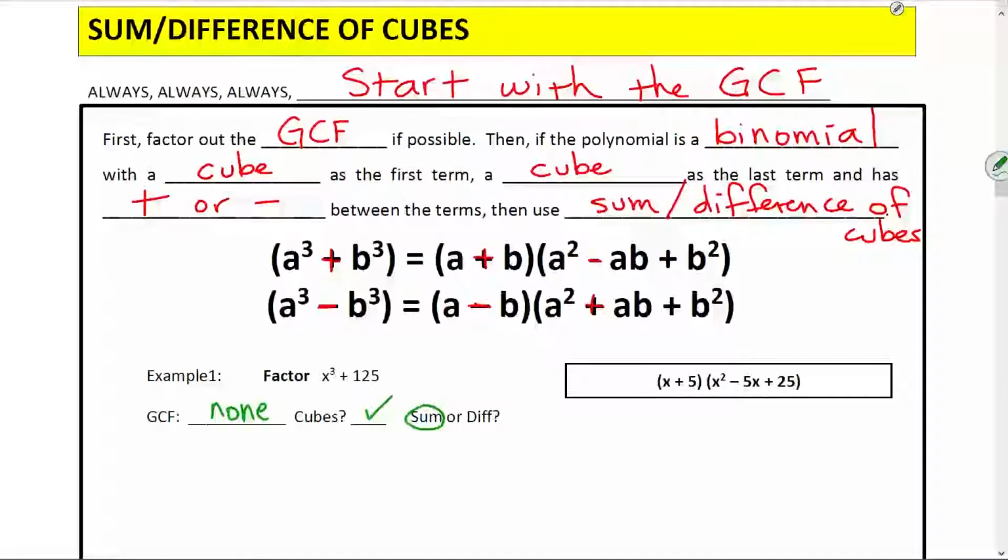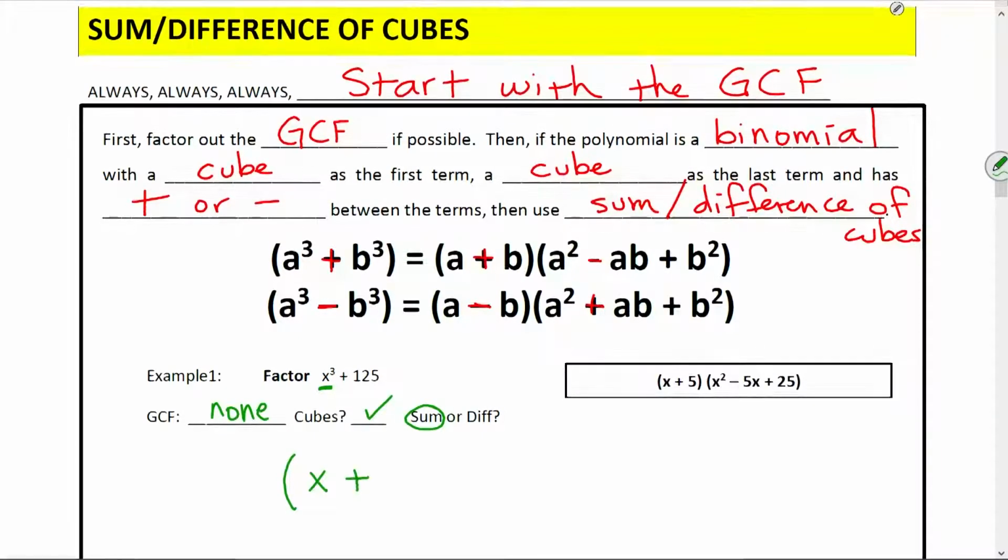So here's the pattern that I use. I ask myself, what cubed is x cubed? And the answer is x. Same sign as before.